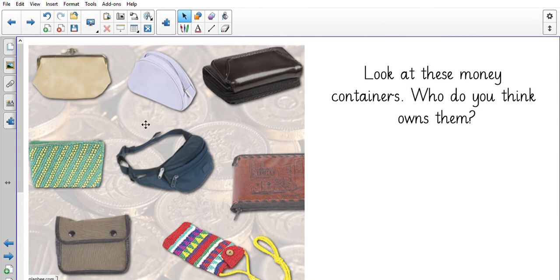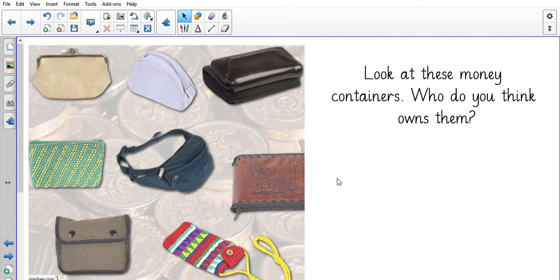This one here is what we call a bum bag. Okay, so why might you need to use one of those? So this one, if you have a look, it's quite a bit larger than the others, and it has a strap around the back and it fastens around your waist. So you don't need to have any hands, so you don't need to carry a bag, you don't need to carry a purse, it just fastens around your waist. So who might need one of those?